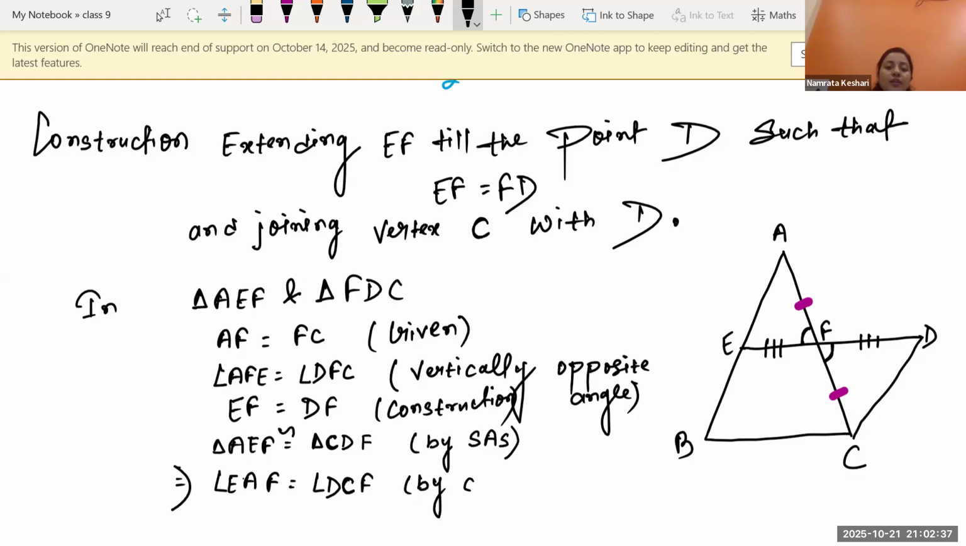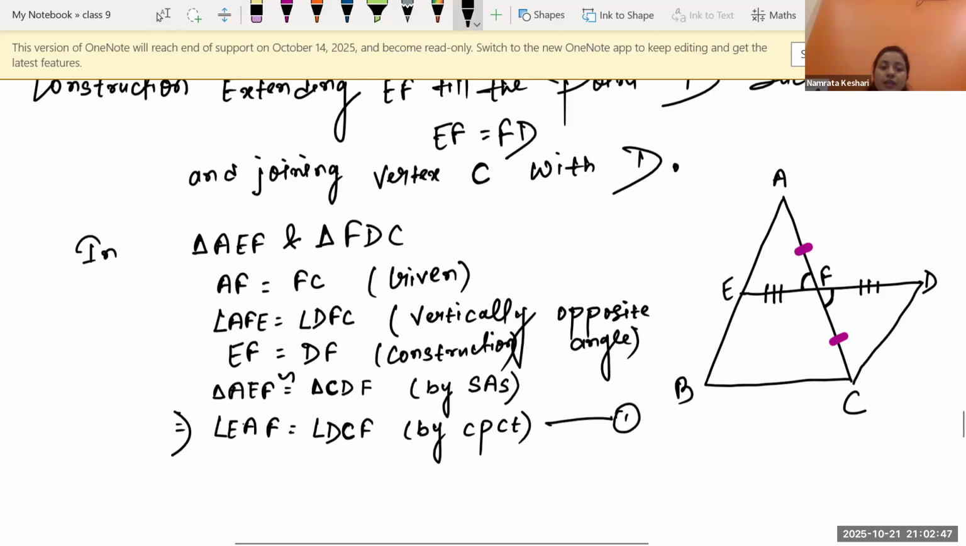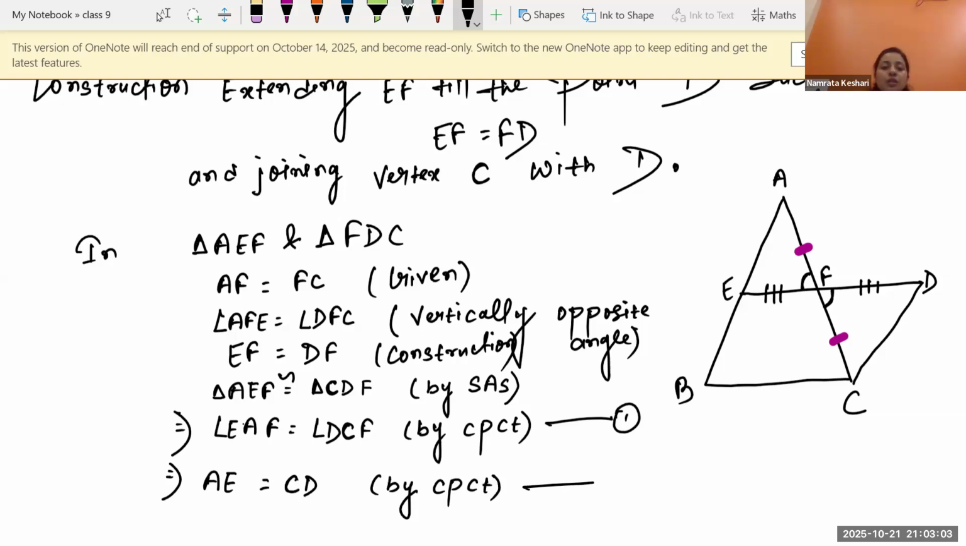You can mark it as equation 1, because just now we are going to say by using 1 that AB and CD are parallel. So you can mark it. And then we can also say that from this congruency, we are also getting AE length is equal to CD. Again by CPCT, you can mark it as equation number 2, because just now we are going to use this data.